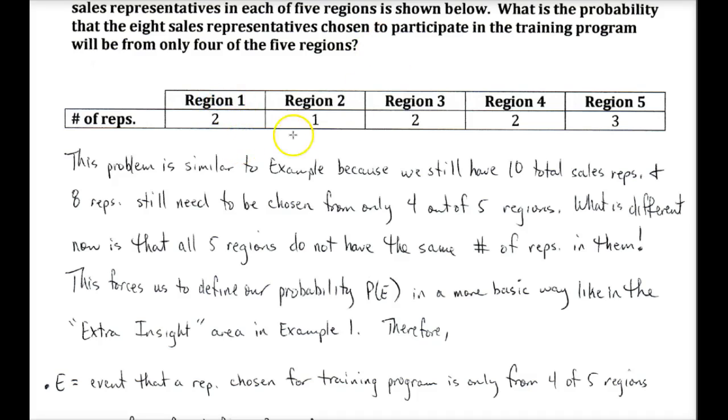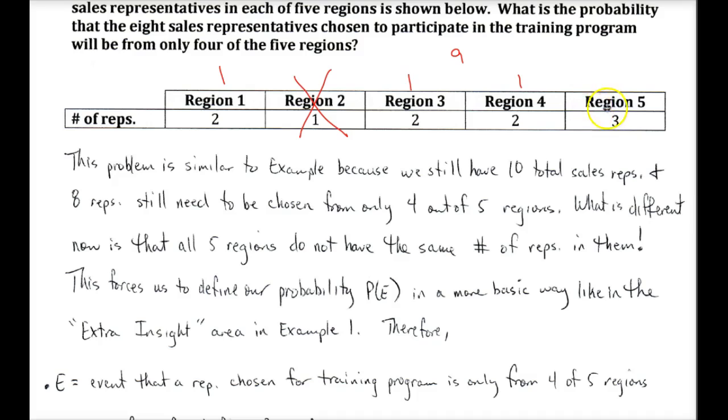If we do the same thing for region 2, you'll see that if we add all this up, we get 2 plus 2 plus 2, which is 6, plus 3, which is 9. We have 4 regions, but 9 representatives. Since we need basically 2 representatives coming from each region to get to our 8, we know that there's only one way to pick from region 1, one way to pick from region 3, one way to pick from region 4.